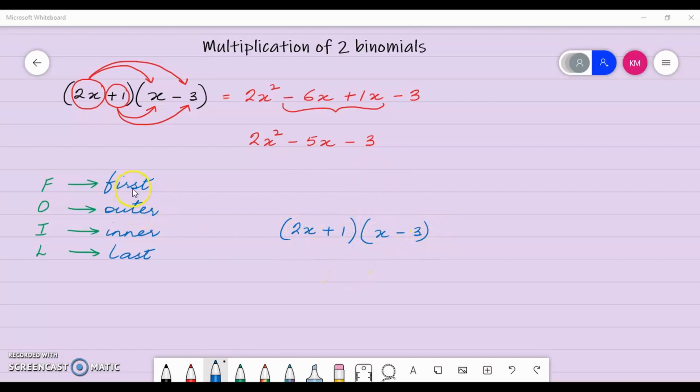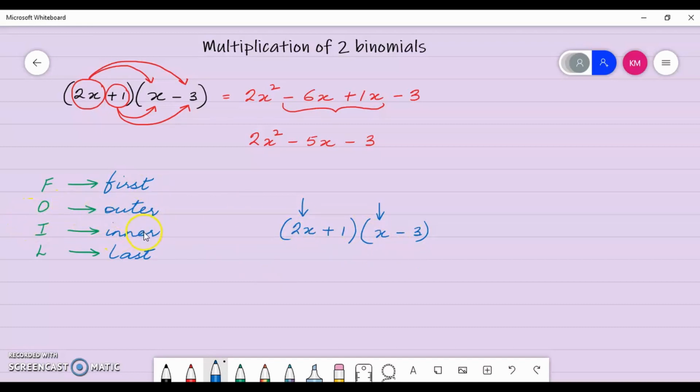So it says I multiply the first terms. My first terms are these. Notice this is my first binomial and this is my second binomial. So the first term in this binomial is 2x. The first term in this binomial is x. So those are the two terms that I'm going to multiply. That is the first one.